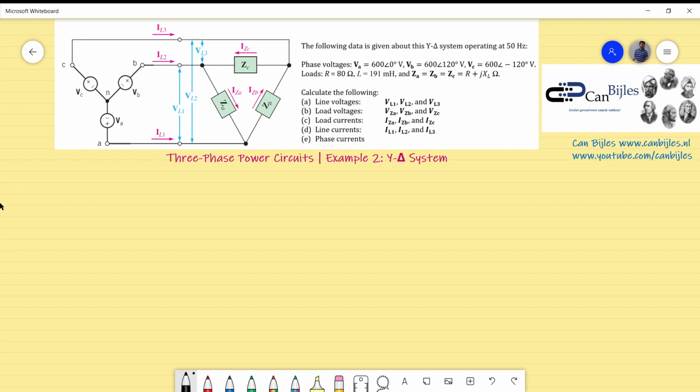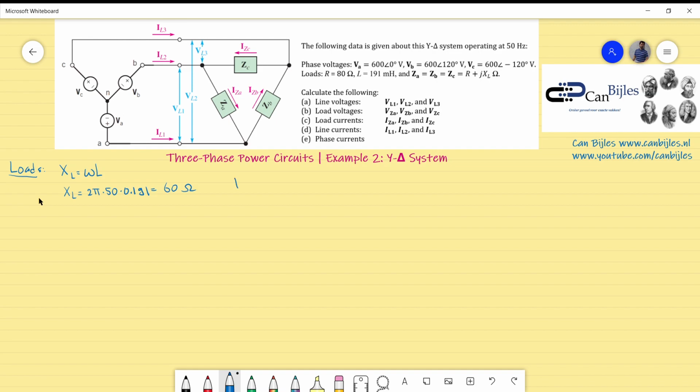Now, before we move on with the calculation, let's start first by determining the impedances, because we know the resistance, but we don't know the reactance of the inductor. So let's first do that. So the loads. Now we have XL, the reactance of the inductor, which is omega times L, and omega is 2 pi times the 50 Hertz, which is already given, times 0.191, which is given, and it will be 60 ohms, very close to 60 ohms.